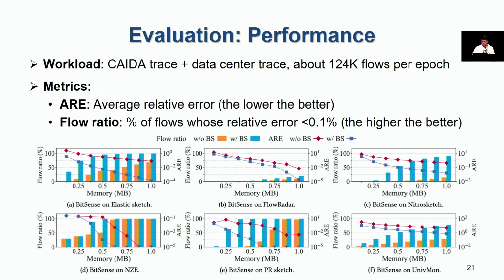The next result shows that BitSense improves the performance of existing sketches. Here we test the accuracy of flow size estimation. Our workload is a mixture of a CAIDA trace and a data center trace. Following the convention, we use ARE and flow ratio as our metrics. A lower ARE and a higher flow ratio indicate better accuracy.